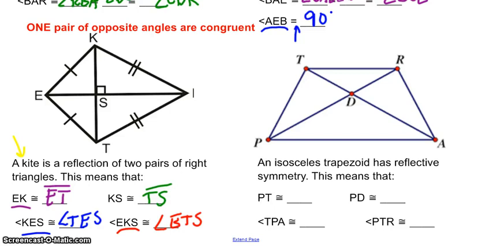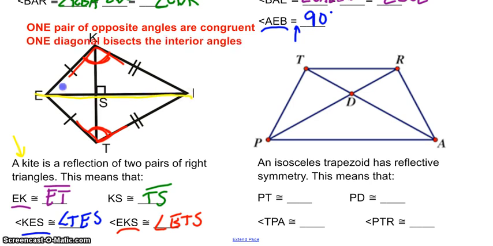So we've discovered a couple of things here. First off, we know that one pair of opposite angles are congruent. So this whole angle, right, this EKL, and this angle ETL right here will be congruent to each other, again, because they have that line of reflection, that symmetry going on here.